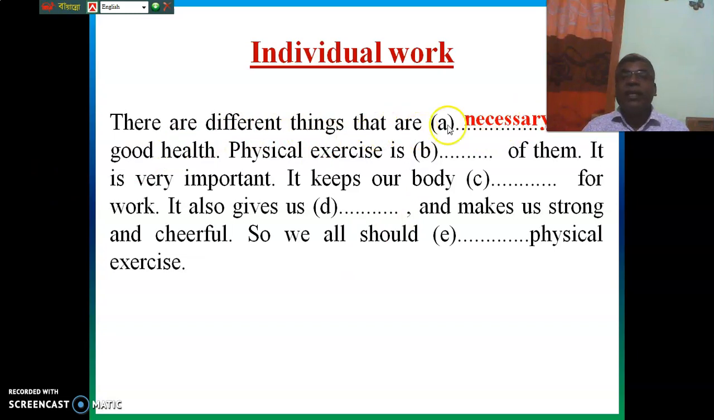There are different things that are necessary for good health. Physical exercise is one of them. It is very important. It keeps our body fit for work. It also gives us energy and makes us strong and cheerful. So we all should take physical exercise. I hope you have written this. Fill in the blanks in your exercise book. I am going to the next slide.